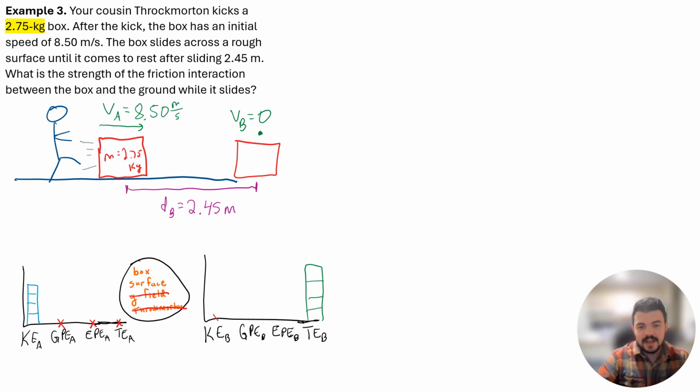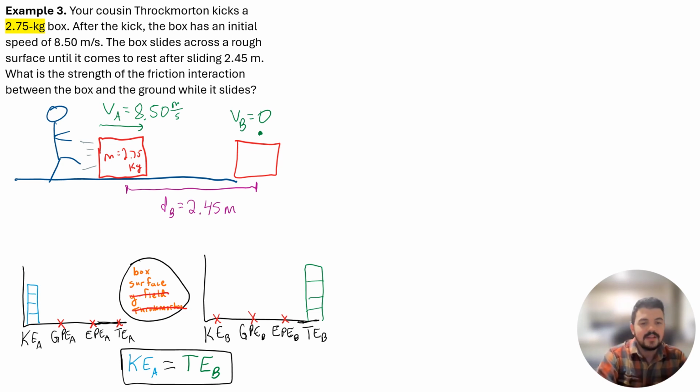What about moment B? I drew something like this where the box slid, there was a rough surface, there was friction involved, so it all became thermal energy, which is why the box stopped moving. No height changes, no elastic energy changes. And so I'm going to write my energy conservation equation as something like the kinetic energy at moment A is equal to the thermal energy at moment B.